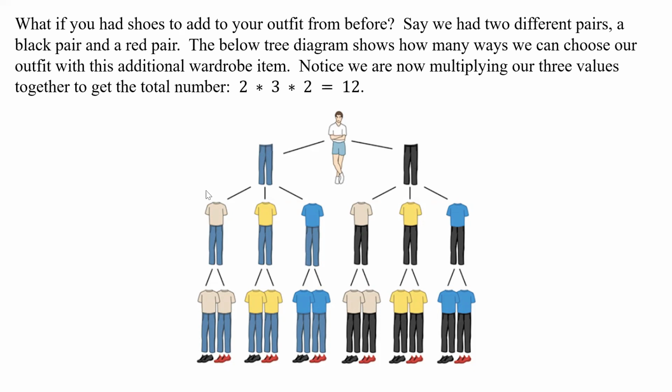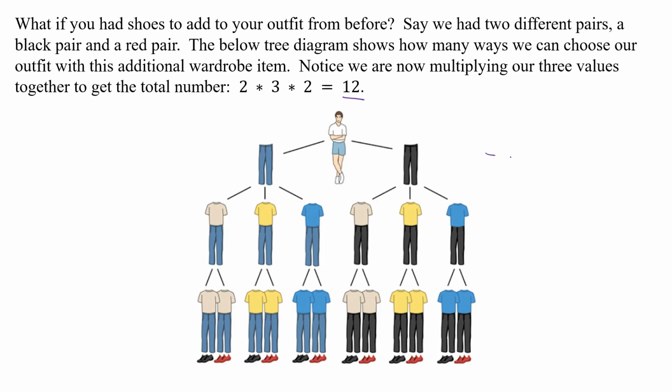We had our jeans, then we had three shirts each, and then from each shirt, we can either choose black or red shoes. And so then we have 1, 2, 3, 4, 5, 6, 7, 8, 9, 10, 11, 12. And if we think about that, what did we do? We multiplied all the values together. We took the 2 times the 3 times the 2, and we got our 12. So we just took 2 times 3 is 6, times 2 is 12, and that's how we did it.